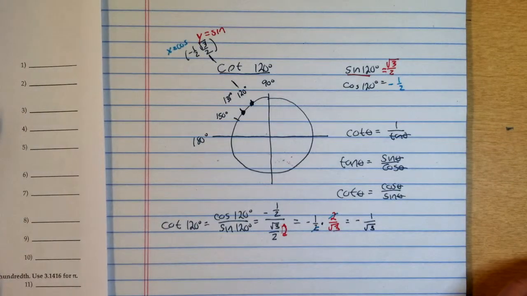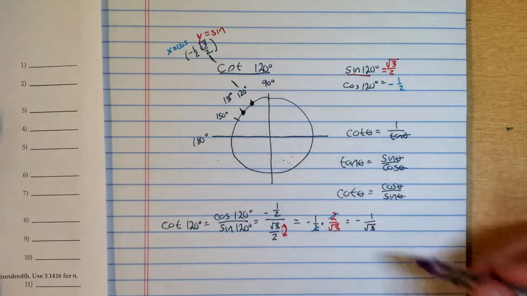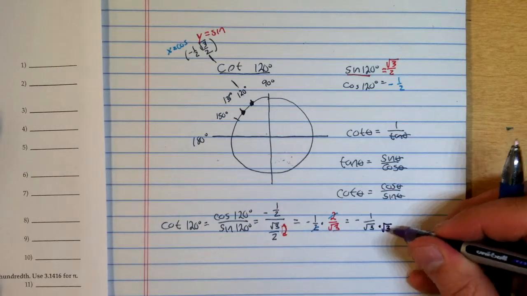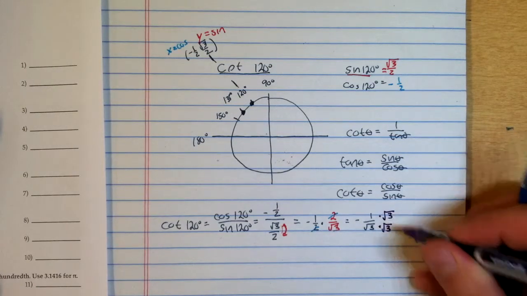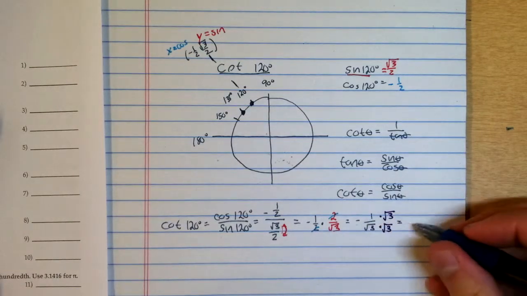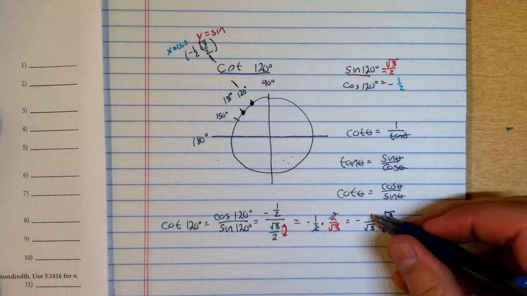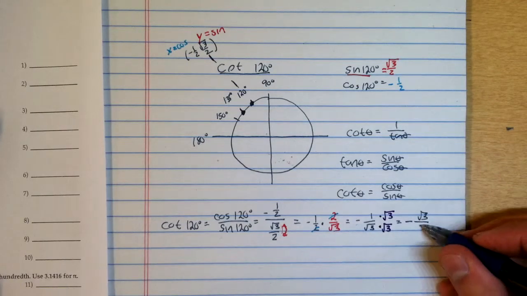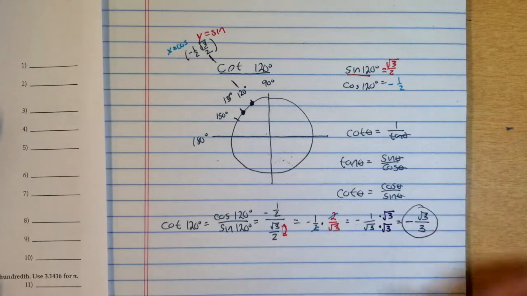But negative 1 over square root 3 is not an acceptable answer because we have a radical in the denominator. So we're going to rationalize the denominator by multiplying the top and bottom by square root 3. We want to make sure that we don't lose our negative sign as we go along, so there's the negative. 1 times square root 3 is square root 3, and square root 3 times square root 3 is 3. So there's our cotangent. It's negative square root 3 over 3.